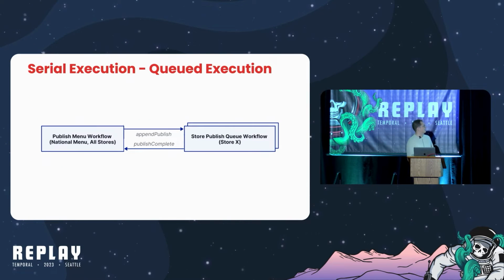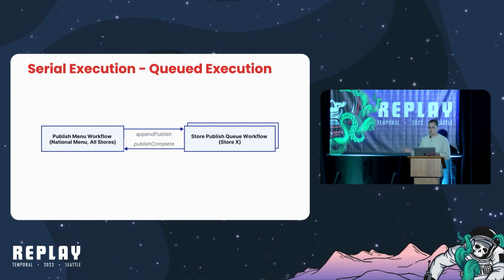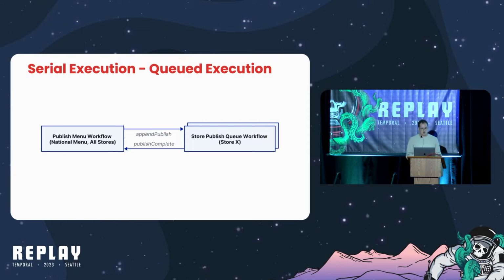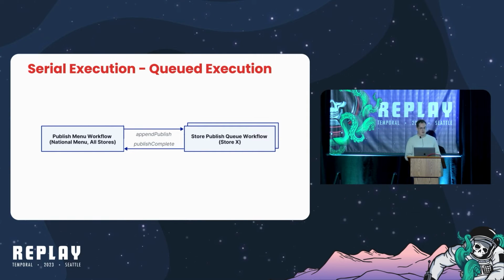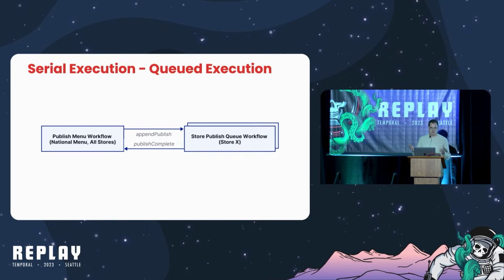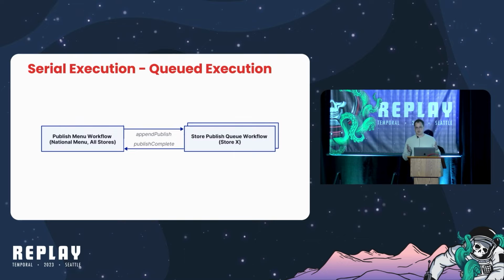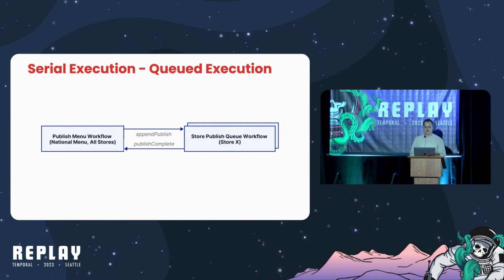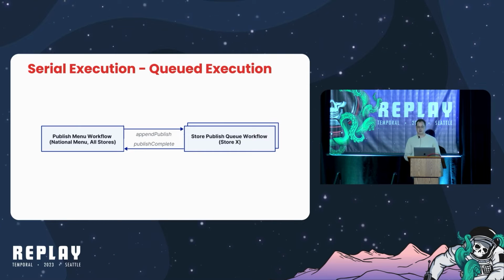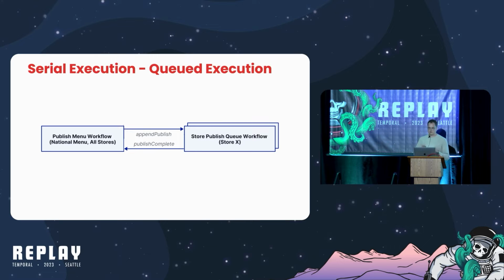This implementation has two workflows. You have a requesting workflow and a queuing workflow for each store. And the requesting workflow signals to the queue workflow that there is a new publish for it to perform. And then that queuing workflow, if there's nothing in the queue, once that request that came in is at the front of the queue, it'll do the publish activities for that store and then signal back that it's complete to the requester. This is a nice, simple, straightforward approach.